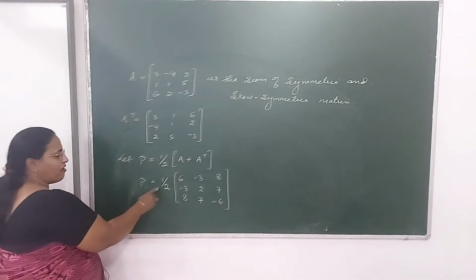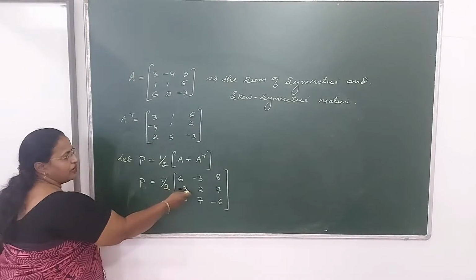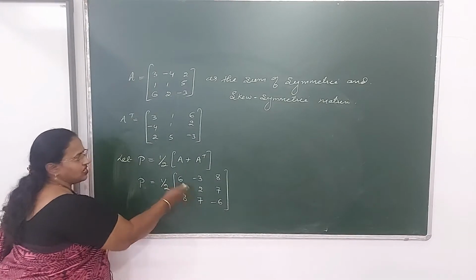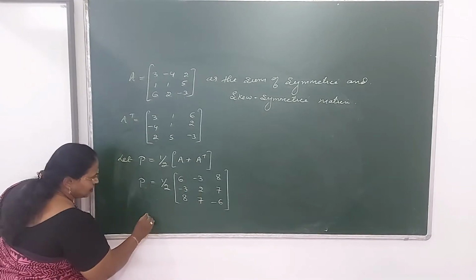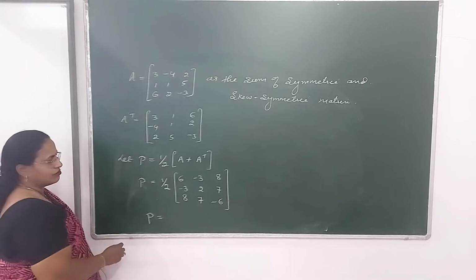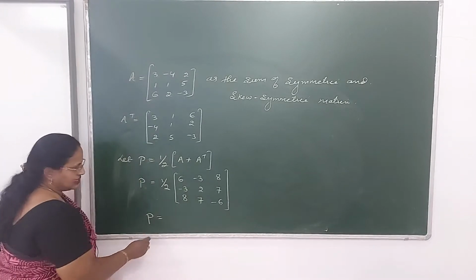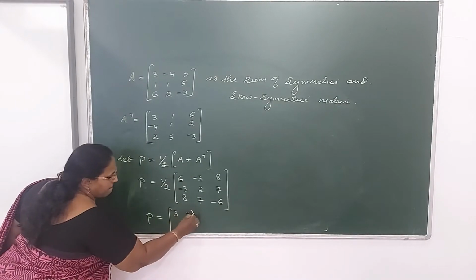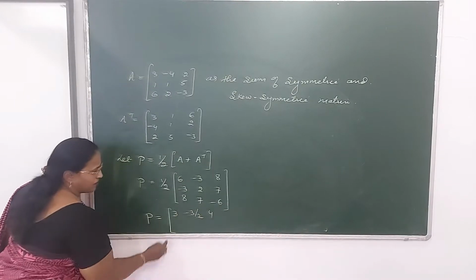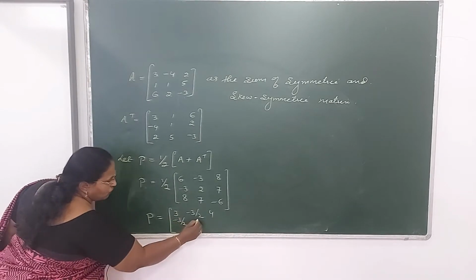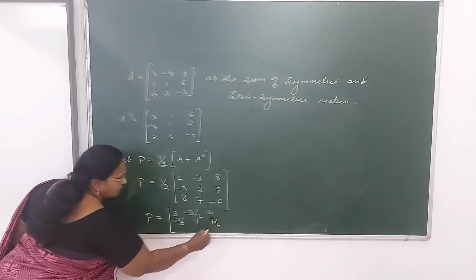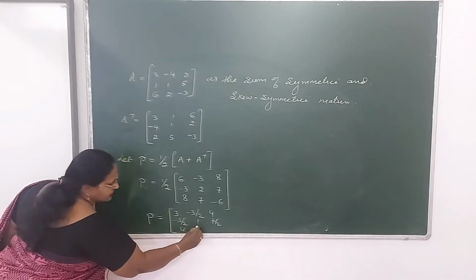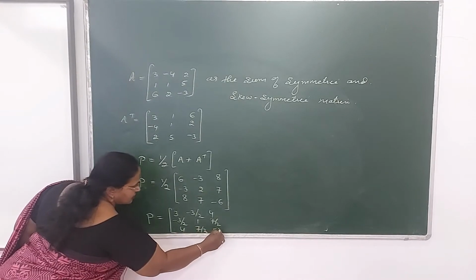So what will be half of it? This half will be multiplied to each and every element of the given matrix. So P will be equal to, take this half inside. So here you will be getting P as 3, minus 3 by 2, 4, minus 3 by 2, 1, 7 by 2, 4, 7 by 2, minus 3.